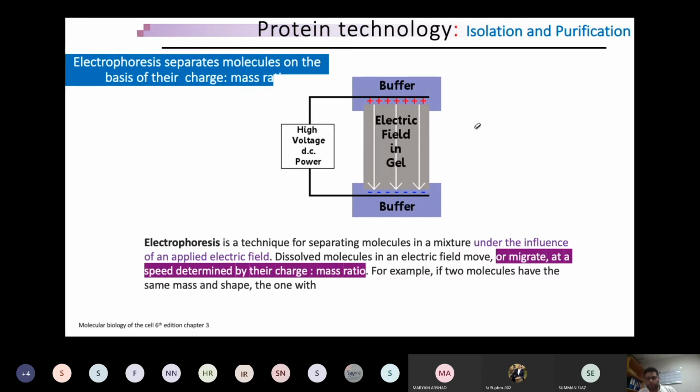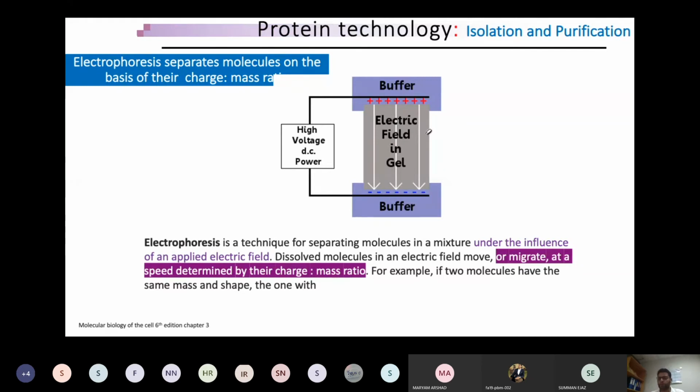So electrophoresis is a technique for separating molecules in a mixture under the influence of an applied electric field. Dissolved molecules in an electric field move or migrate at a speed determined by their charge to mass ratio. अभी मैंने जिक्र किया charge to mass ratio को और समझाने की कोशिश की कि कैसे एक वक्त के ऊपर चार्ज बिल्कुल बेमानी हो जाता है, क्योंकि तमाम अभी हम आगे जिक्र करेंगे जब हम इस टेक्निक को थोड़ा सा फर्दर देखेंगे.